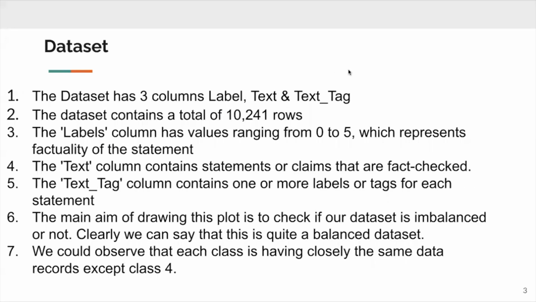The data set consists of three columns, which are label, text, and text tag. The label is the target variable. It has 6 unique values ranging from 0 to 5. The text column contains statements or claims that are fact checked. And the text tag is one or more label tags for each statement which is available in the data set.